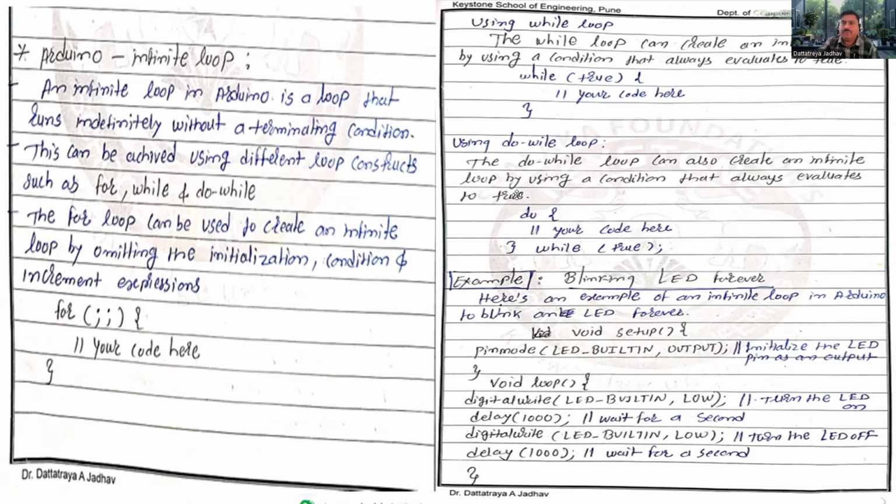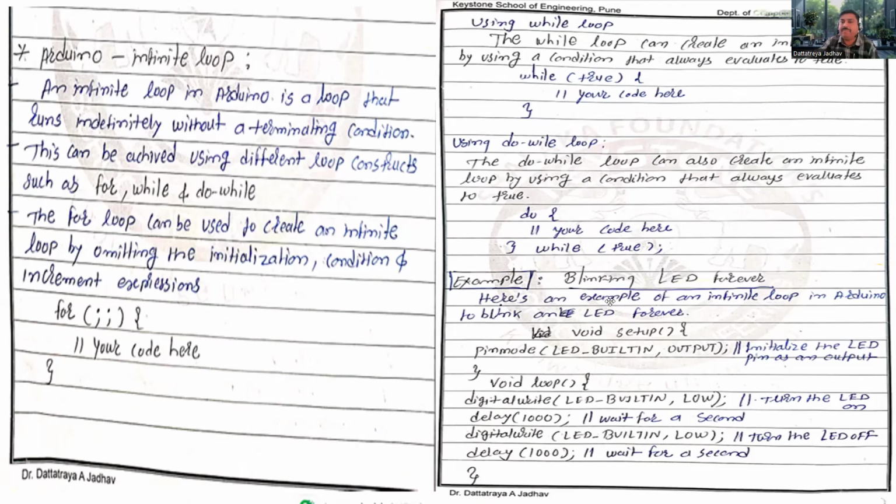Now the do while loop. A do while loop can also be made an infinite loop by using a condition that always evaluates to true, right? Do some of that parameter, while true. So do while is also continuously executed. That is the concept related to the infinite loop, which we will observe with some examples.